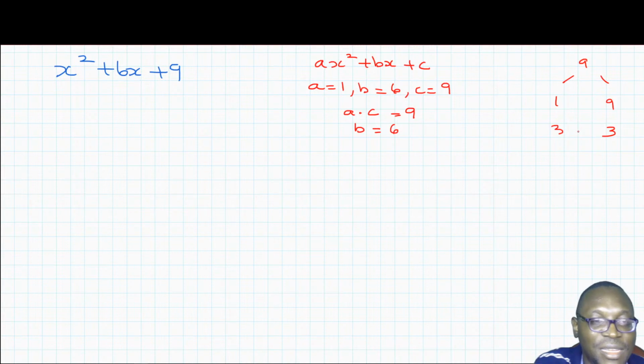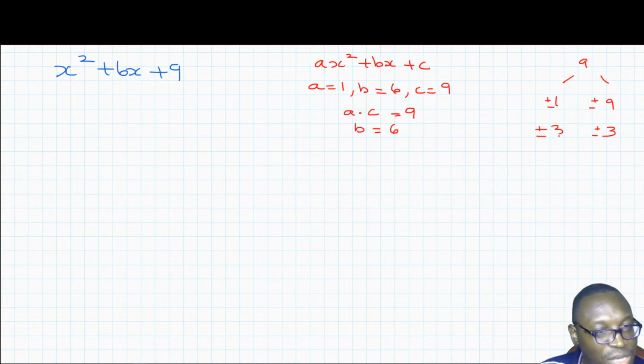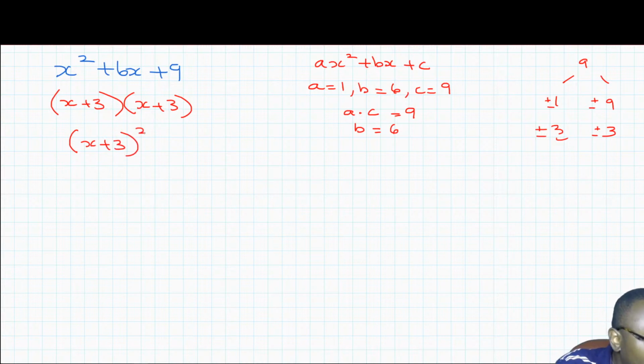So now you have to make a decision on whether you are going to use the positive or the negative for each of these. So we're going to look at 1 plus 9, that's going to be 10, so that doesn't work. 3 plus 3, that's correct. 3 and 3 are going to give you 6. So what you're going to do here is you're going to have x plus 3, that's for the first 3 here, and then we open up another parenthesis, and it's going to be x plus 3. So you can see here that this is going to give you x plus 3 squared.